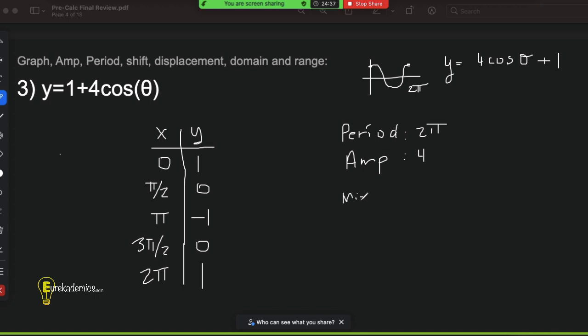Midline is now going to be one. That's all we need, right? Okay, so let's start graphing. Oh, let's do the table first and then graph.